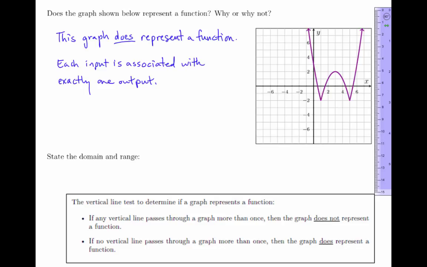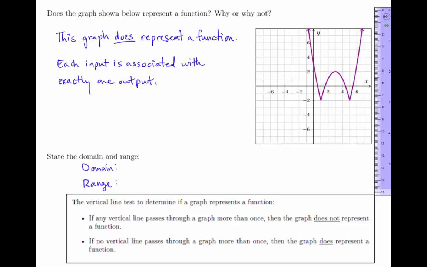Now let's look at the domain and range. So we're going to look at the inputs and the outputs that we have. And the domain is going to be the set of all possible inputs, and the range is going to be the set of all possible outputs. Now we can see that this graph is continuous, and we can see that there's 2 arrows pointing upward.